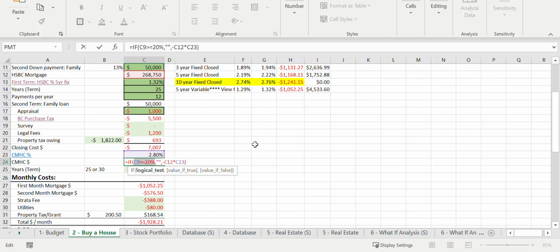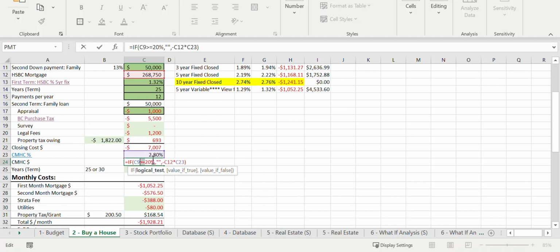Logical tests are usually in the form of a comparison between two separate values. Now you can compare the values using a logical operator. Logical operators are things like greater than or equal to, or less than or equal to, or just less than, or greater than, or less than or greater than, which is not equal to. So there's a whole variety of these, and we'll get into these more as we progress through the course.